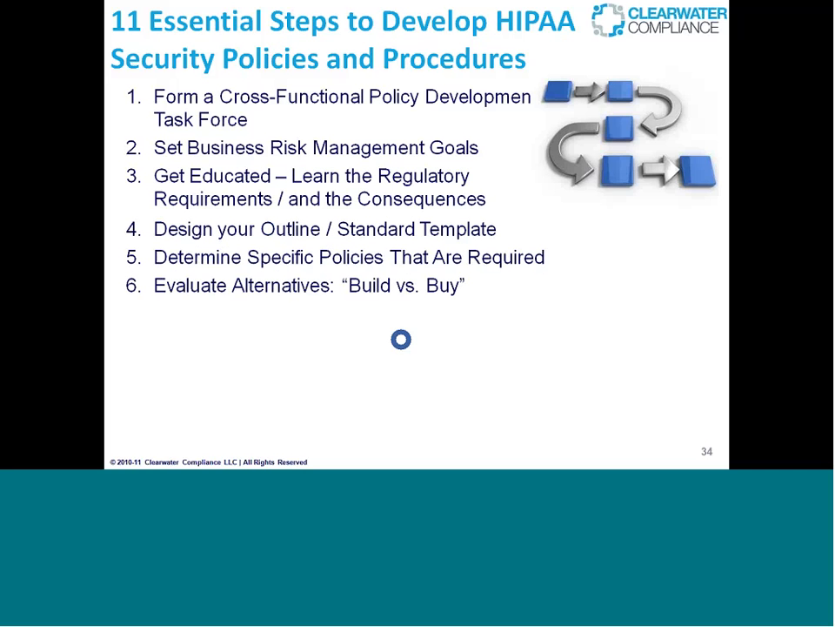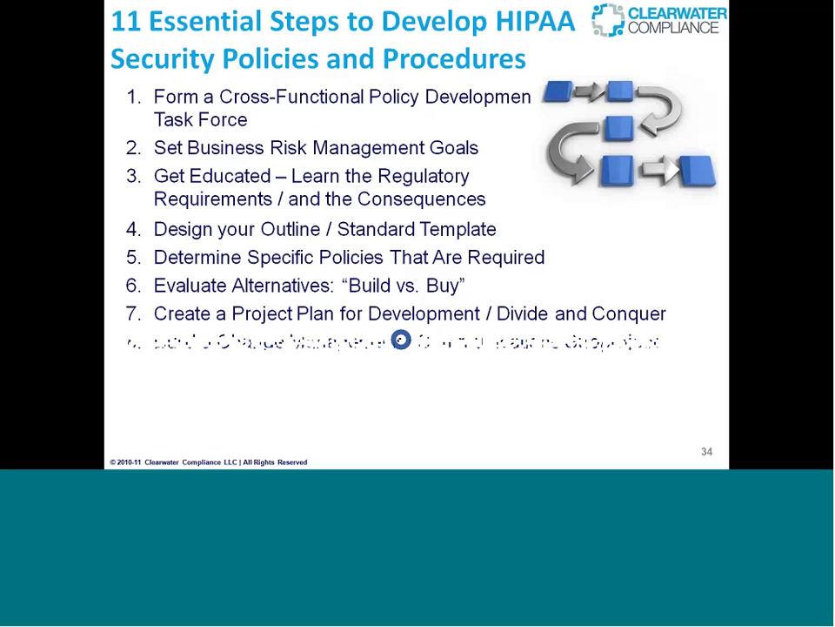Evaluate alternatives, build versus buy. The build decision has pros and cons and costs and risks associated with it. The buy alternative actually may be hire a consultant to do all this for you, or it may be buy a toolkit, or it may be a combination of the two things. Create a project plan, set goals, objectives, measurements, timetables, etc. And as you feel appropriate and can approach it this way, divide and conquer, assign out the work.